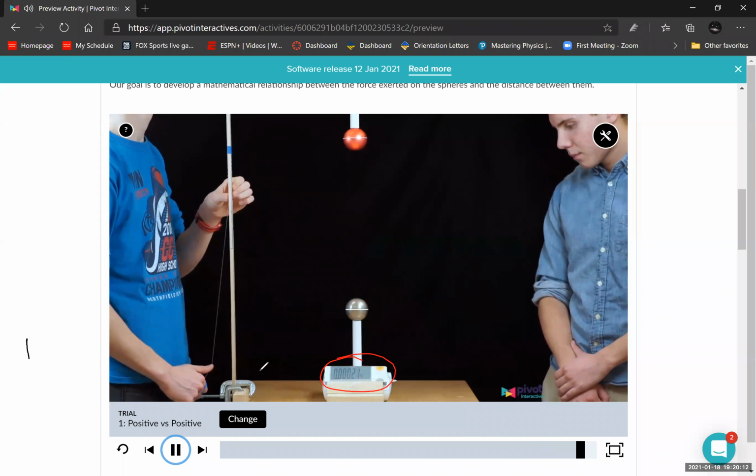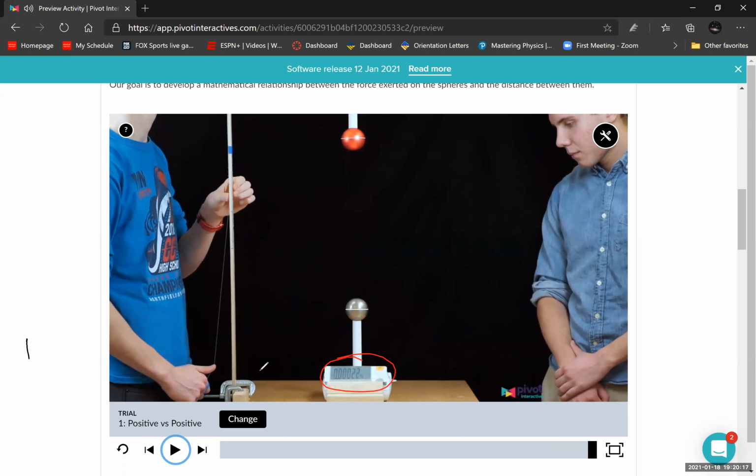All right, so that was the experiment. Now, what do we do with this? Well, one of the things we can do is use this toolbar icon. If you click on that, you get a tool, which in this case is a ruler. Using the ruler, we can measure the distance between the spheres from the center of one to the center of the other one. And then using the scale, we can get the force.